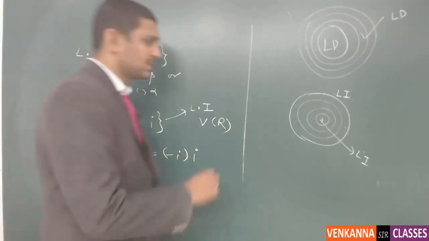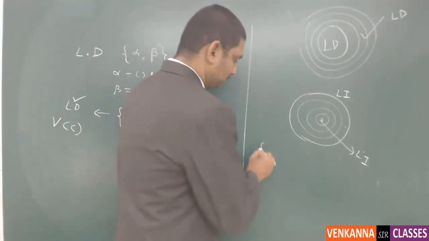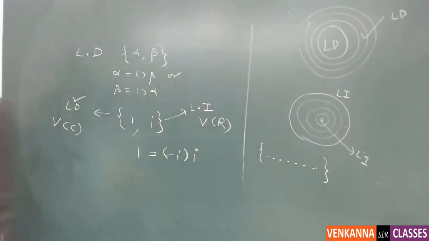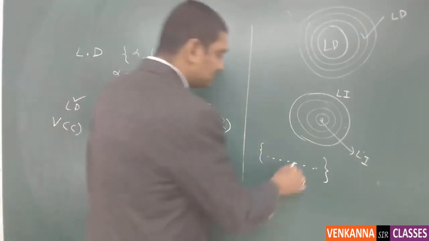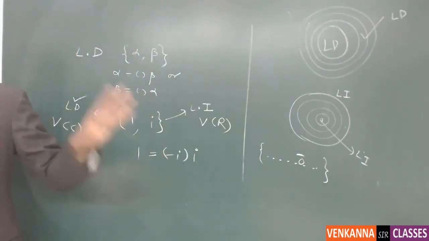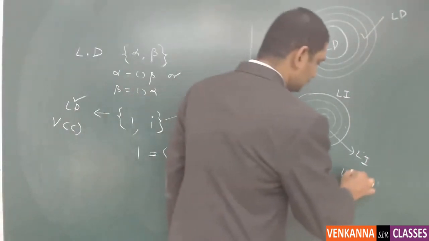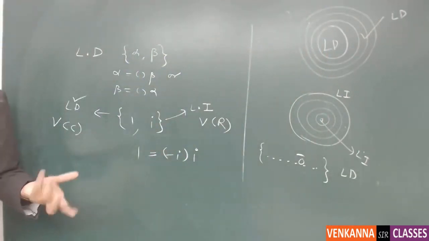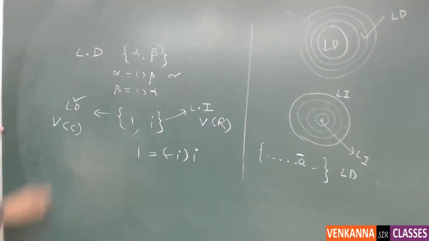Now the third result is, if you take a set of vectors, if the vector set contains a zero vector, then it is LD. It is a very simple result to understand. Let us have a small example.